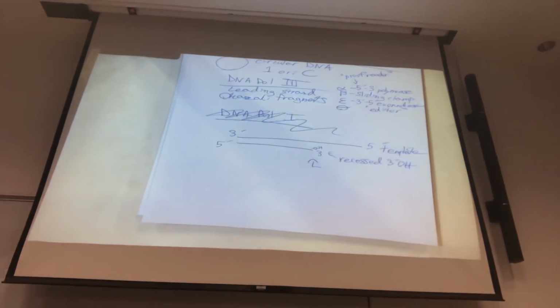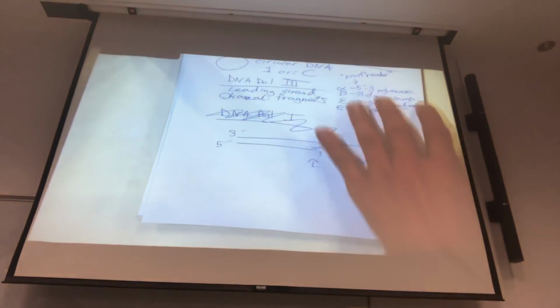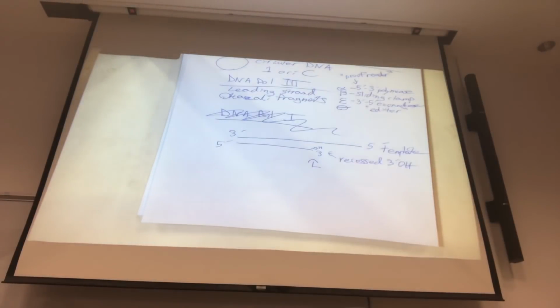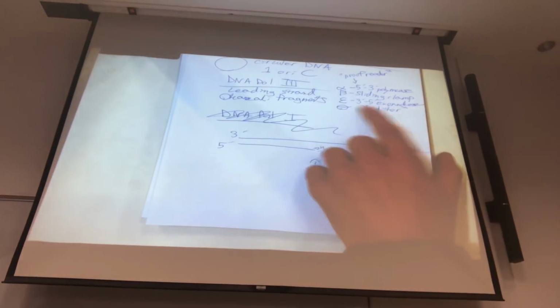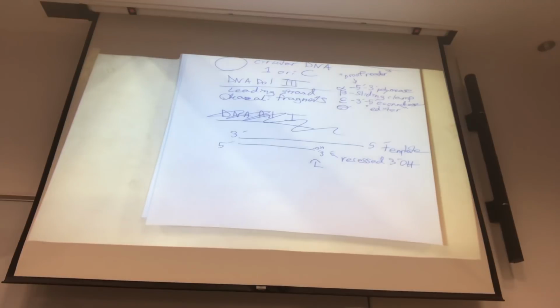So these are the functions of DNA polymerase III. It synthesizes DNA using its 5' to 3' polymerase, and sometimes when it makes a mistake, it'll use this to remove the mistake and it'll try again.